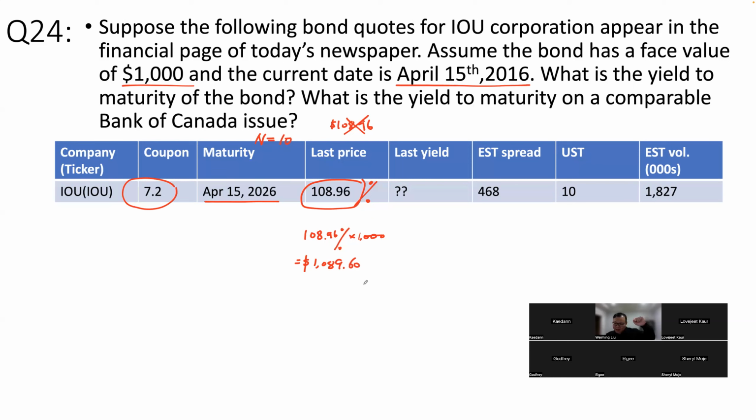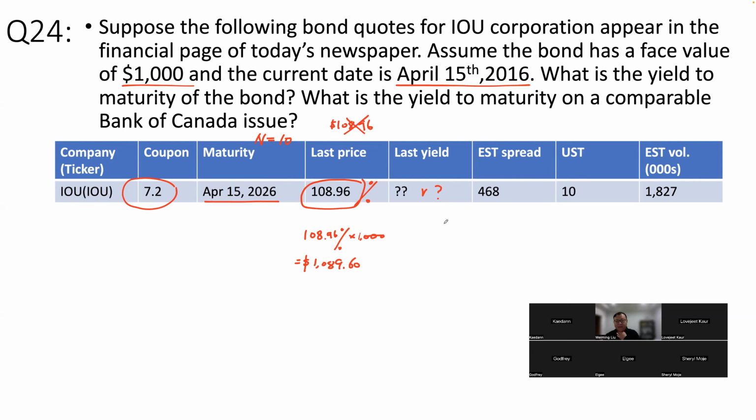Okay, so make sure you are not confused when they quote the price 108.96. This does not mean a dollar amount, unless it's pretty clear with a dollar sign. If you only see a number, this represents the percentage of the face value. So therefore, I can easily know that the price was $1,089.60. Okay, so they want you to know the rate, right? They want you to know the rate.